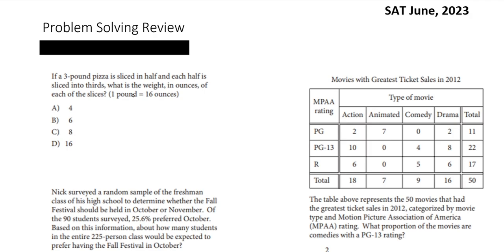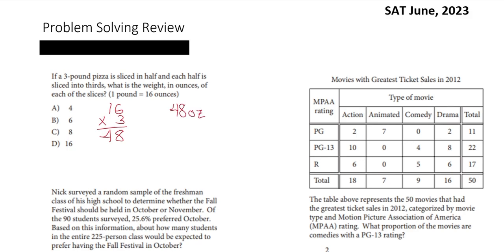If a 3-pound pizza is sliced in half and each half is sliced into thirds, what is the weight in ounces of each slice? So if we have a 3-pound pizza and we're looking for the weight of each slice in ounces, first we need to see what the weight of the pizza is in ounces. Here it tells us that 1 pound is 16 ounces. So all we have to do is multiply 16 by 3, and this is going to give us 48. So we know that the entire pizza is 48 ounces.